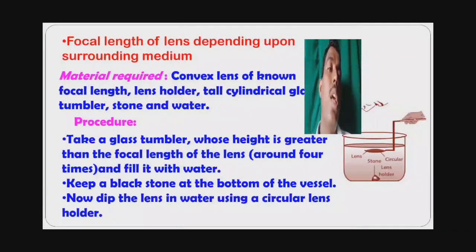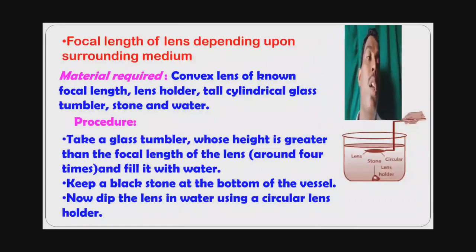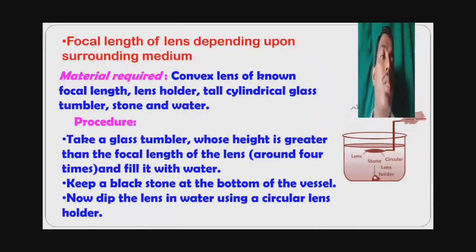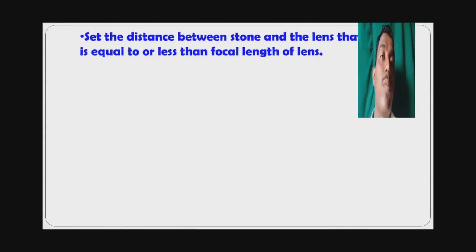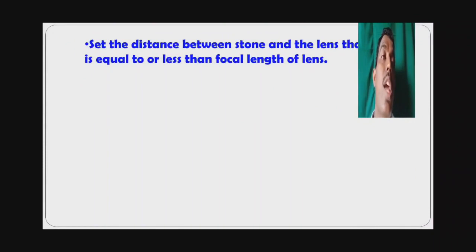Now dip the lens in water. Dip the lens in water using a circular lens holder. By using the lens holder, dip the lens in water so that the lens is horizontal to the stone. Set the distance between the stone and the lens equal to or less than the focal length of the lens.